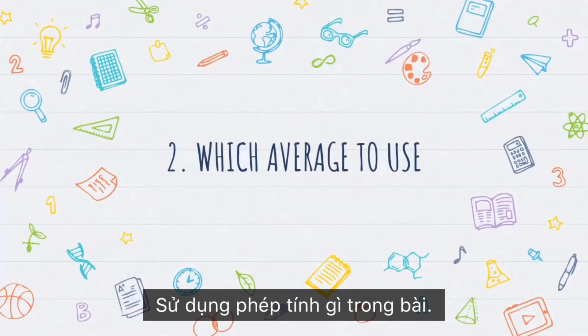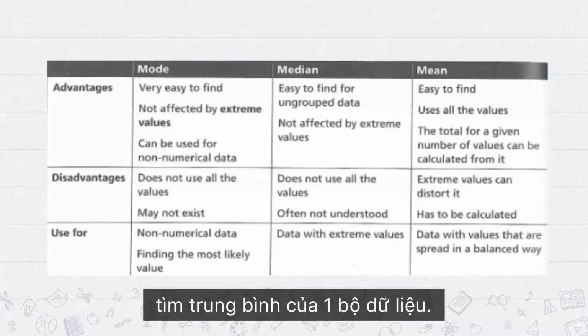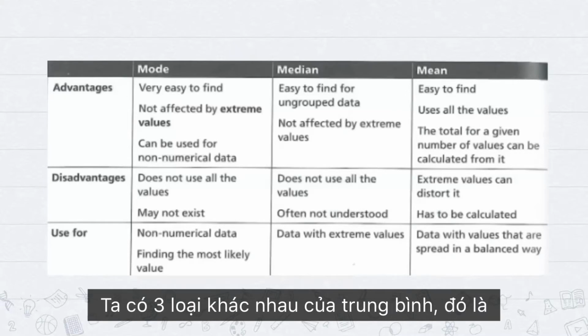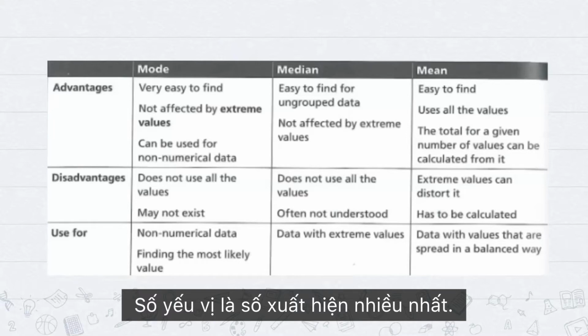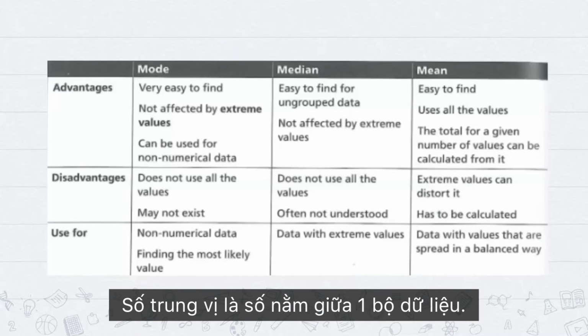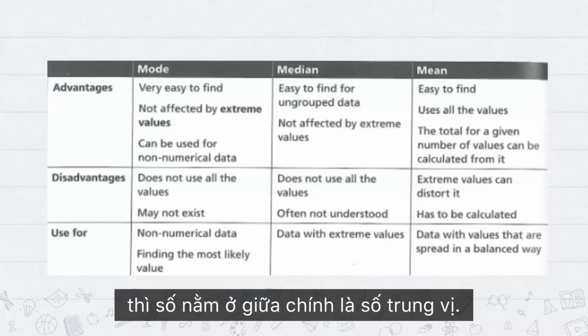So which average to use? Sometimes in the question they would ask you to find the average of a set of data. So there are 3 types of average. It is mode, median, and mean. Mode is finding the number that is repeated the most. Median is finding the number in the middle of the data, like when you have arranged all the terms in the data, the number at the middle would be the median.